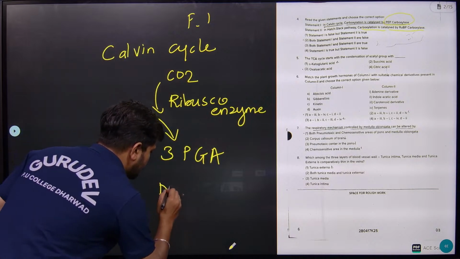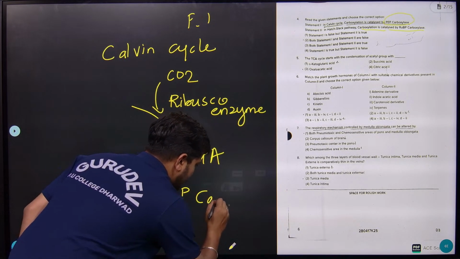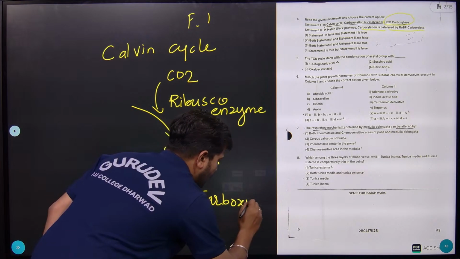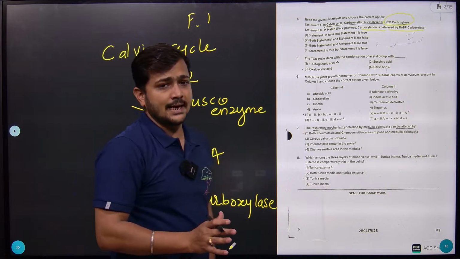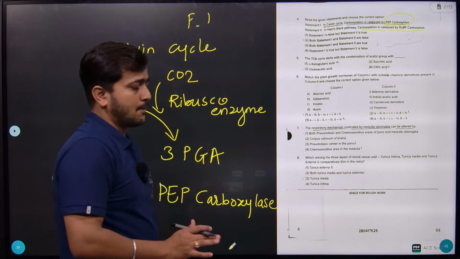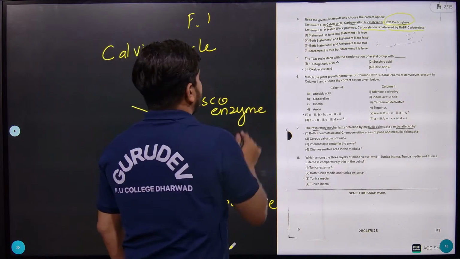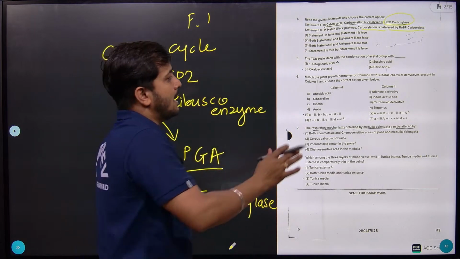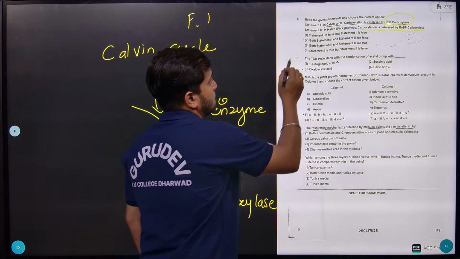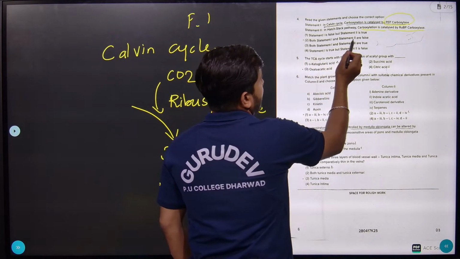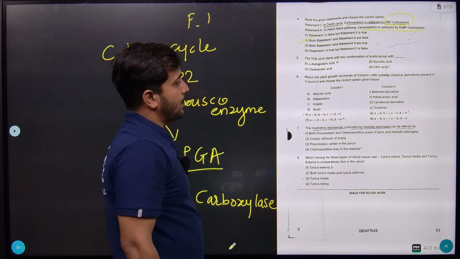Here, majorly the PEP carboxylase enzyme comes. This PEP carboxylase forms a primary product, that is oxaloacetic acid, which is a 4-carbon compound, while the Calvin product is a 3-carbon compound. So the Calvin cycle can be considered the C3 cycle, and the Hatch and Slack pathway can be considered the C4 cycle. So both statement 1 and statement 2 are false, and that is option 2 here.